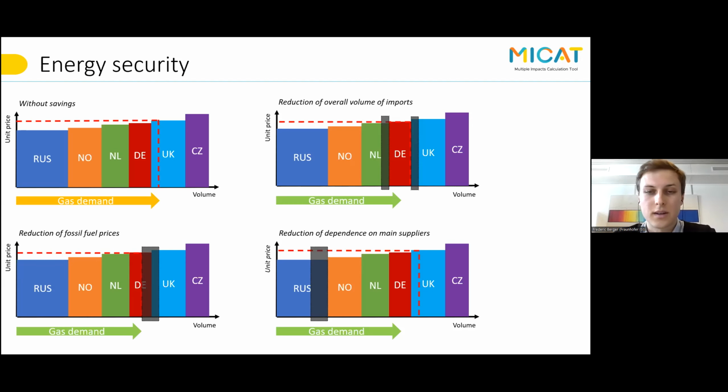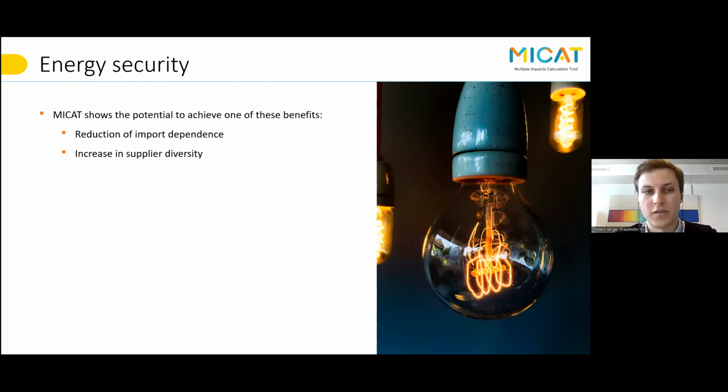However, there are still three possible outcomes of energy efficiency, and that is what this tool wants to show, basically: the potential to achieve those benefits. It's still up to the governments to decide what they want to do, but what we provide with this tool is the calculation to show them how much they could reduce their import dependence if they were to cut out foreign imports, and not only the most expensive ones.